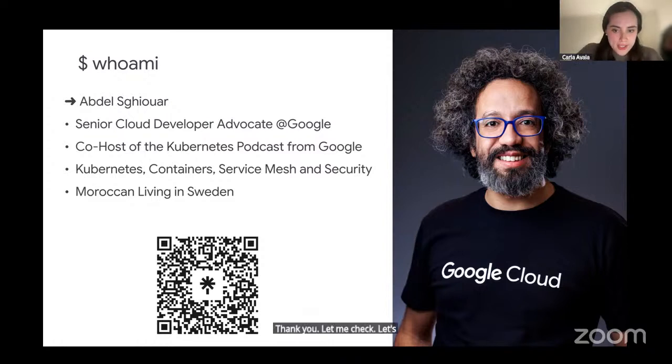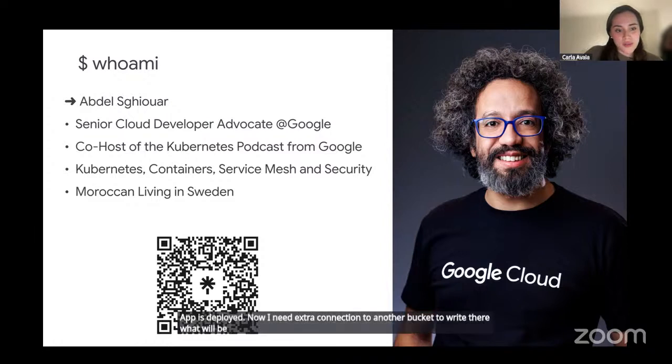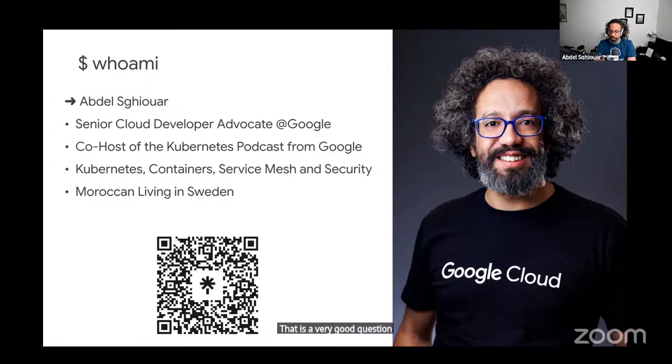Let's imagine the following case. There is an RGD, an app created from it, Nginx, bucket, DB, policies. The app is deployed. Now I need an extra connection to another bucket to write there. What would be a better way to handle those exceptions? That is a very good question. As it stands today, you will have to update the RGD to add extra stuff, and then update your object and redeploy it. I don't know if there is a plan for supporting migrations yet, but as of now, that's the only way you could add extra stuff, essentially.